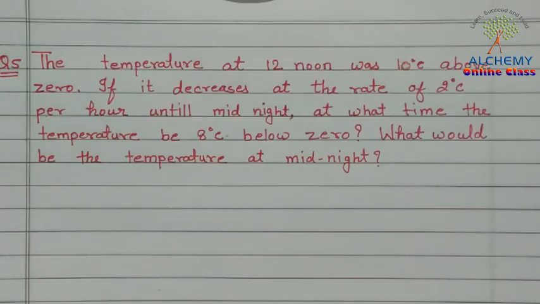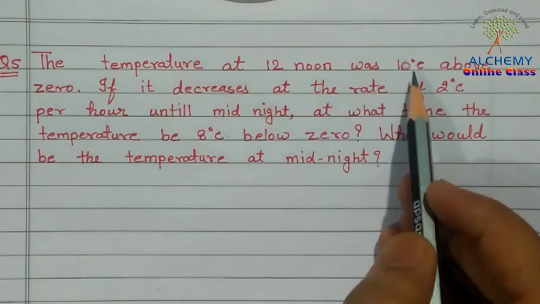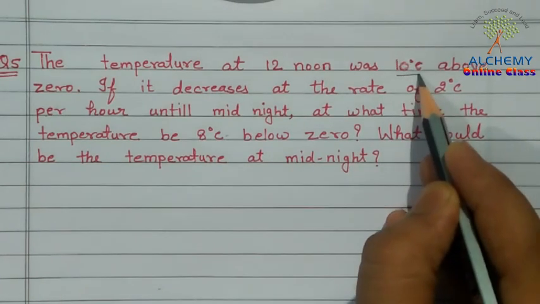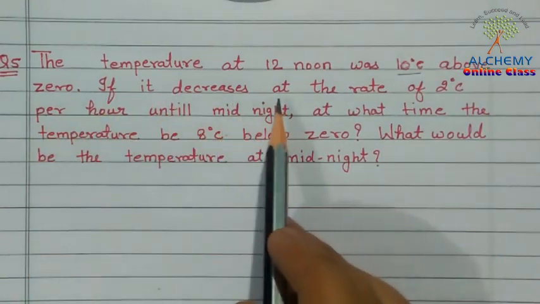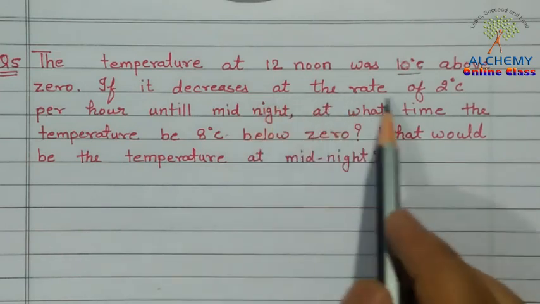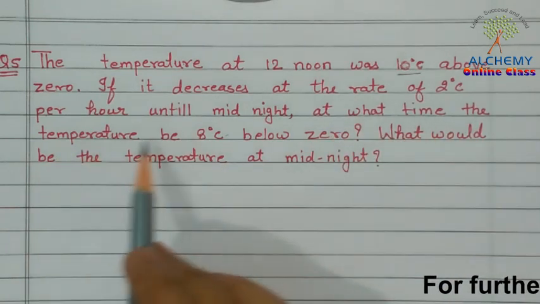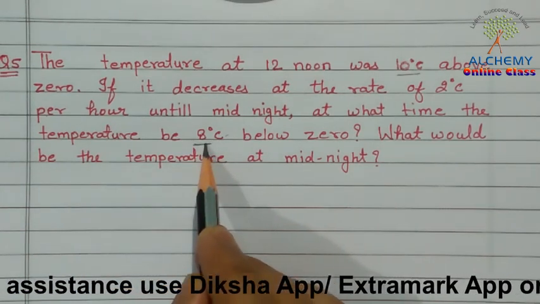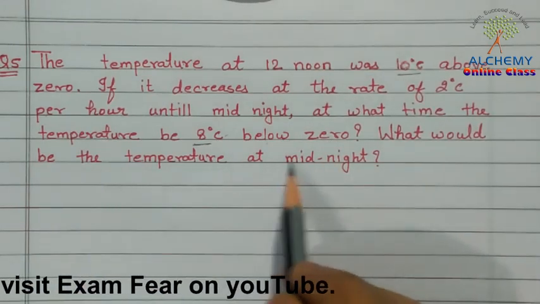Okay, students. So now the next question that we are going to take from exercise 1.3 is question number 5. The temperature at 12 noon was 10 degrees Celsius above the zero. It means that 10 degrees Celsius is representing a positive temperature. If it decreases at the rate of 2 degrees Celsius per hour until midnight, at what time will the temperature be 8 degrees Celsius below the zero? This temperature is representing negative temperature because it is below the zero. What would be the temperature at midnight?